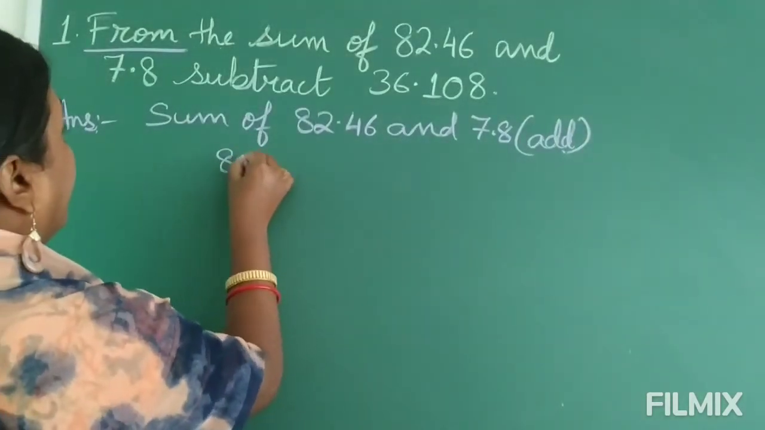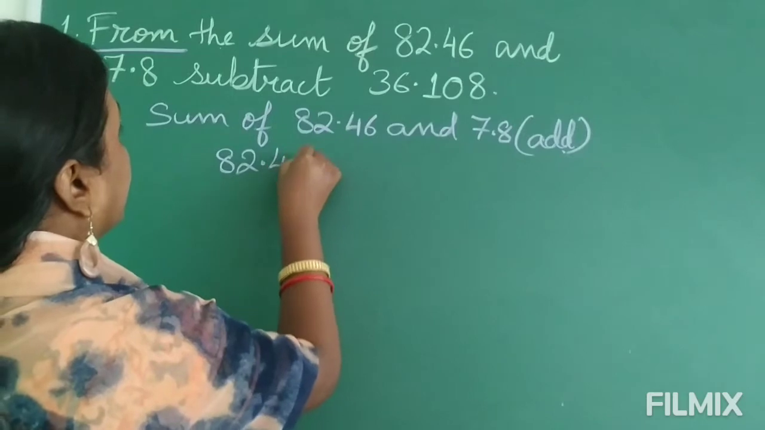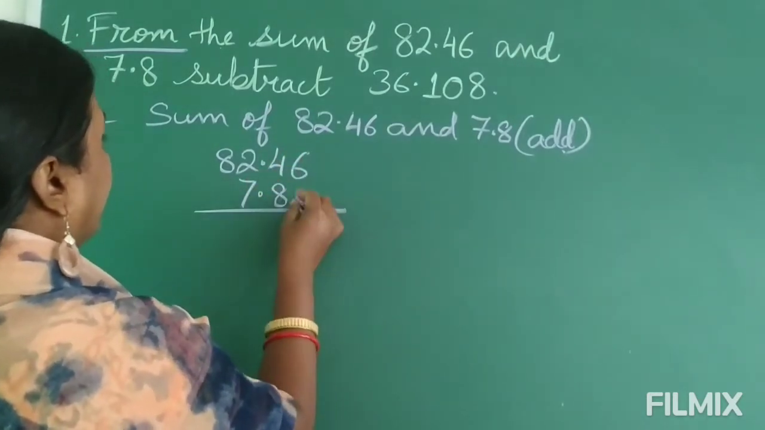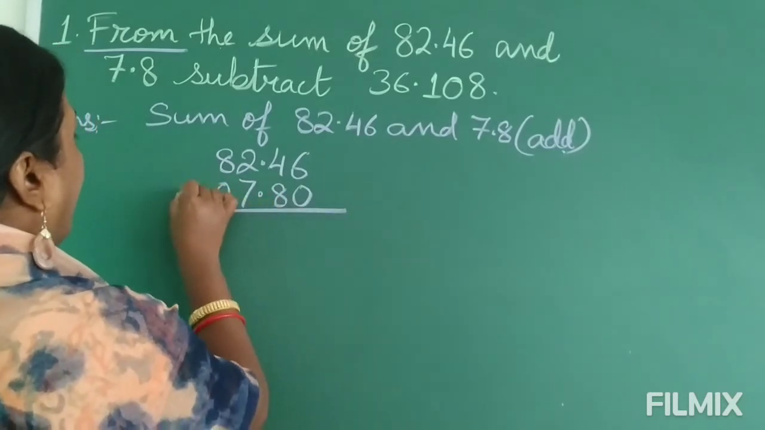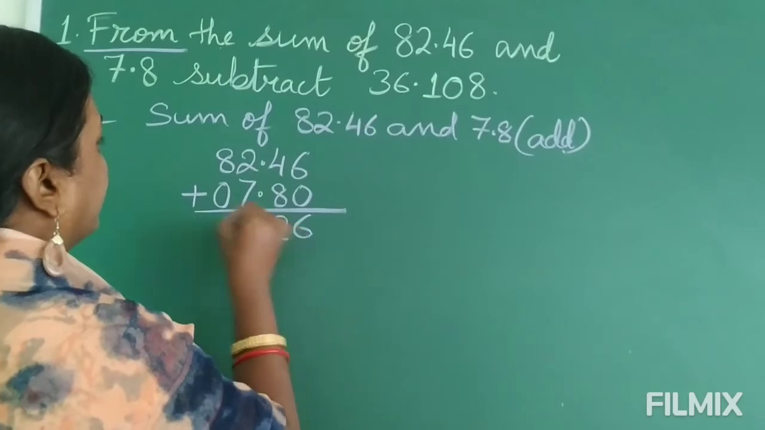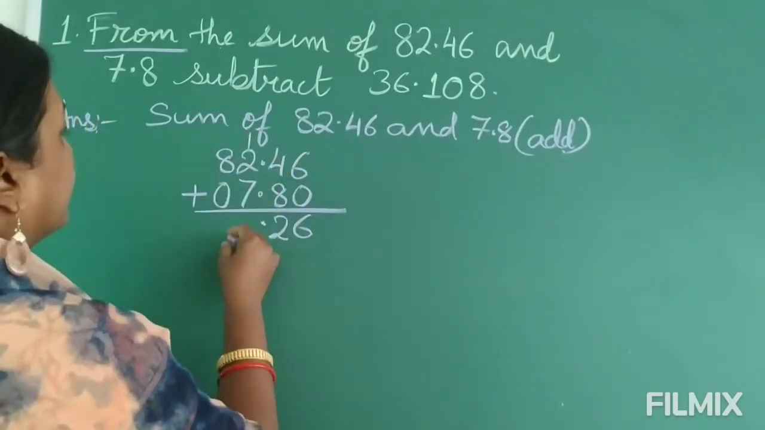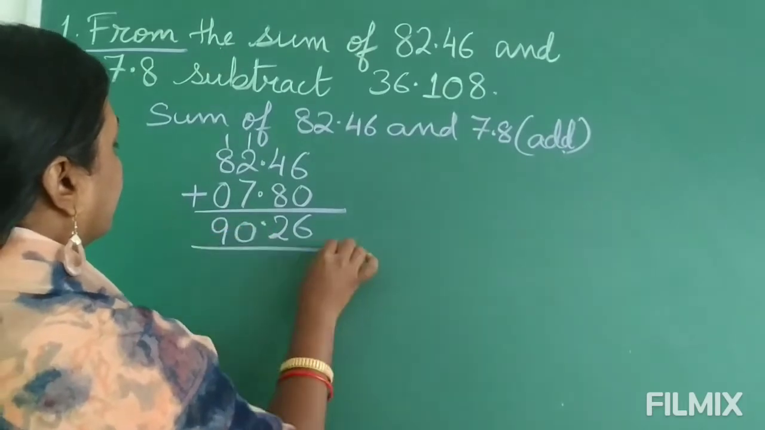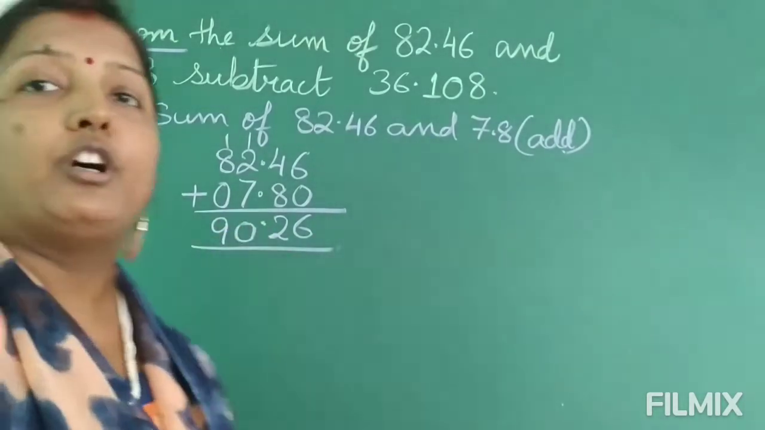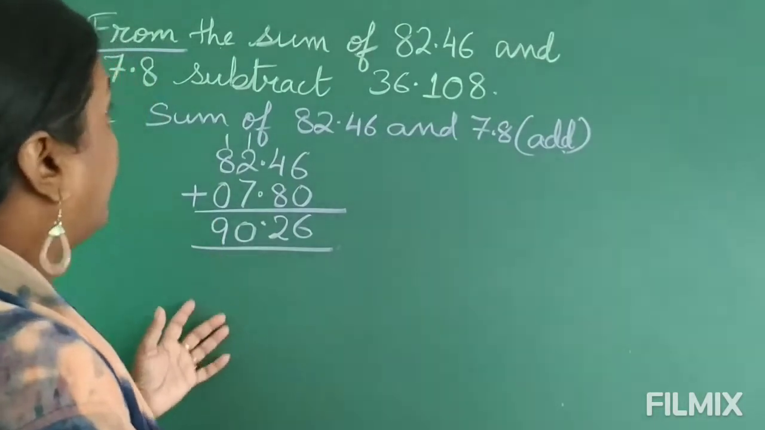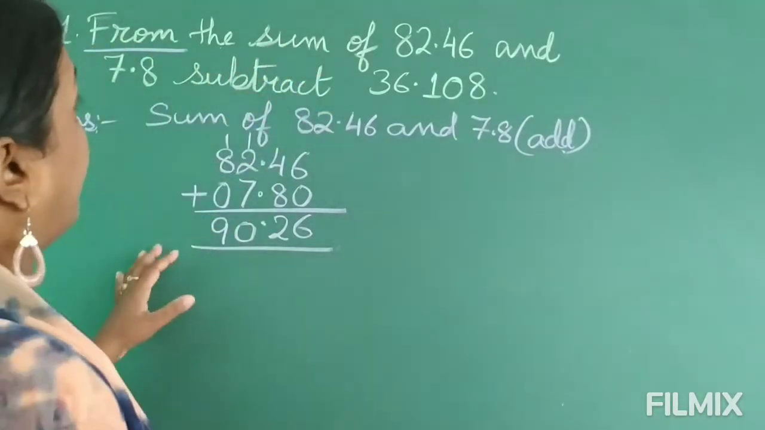So arrange the numbers. Keep the decimal points in a straight line and fill in the gaps. Add means you simply go for the addition. So we got the sum of 82.46 and 7.8. You are told from the sum of this, subtract this.